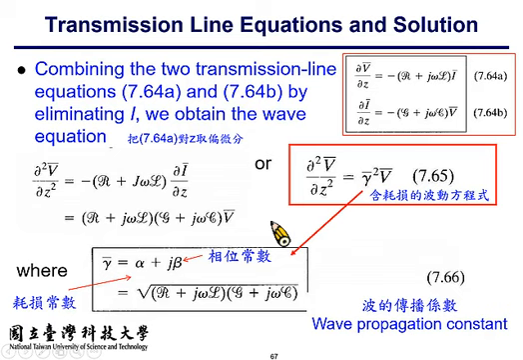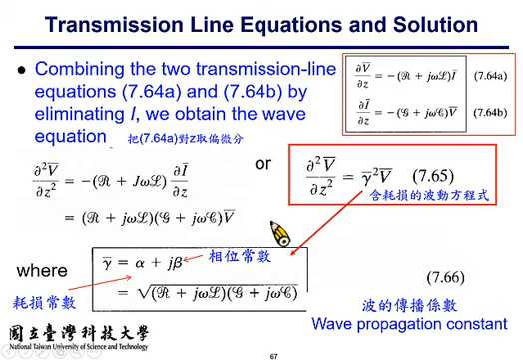Alright, combining the two transmission equations by eliminating the current I, we can obtain the so-called wave equation. So use this opportunity, we try to demonstrate the derivation of the wave equation again. To do that, you use the two transmission equations jointly by substituting I with this representation.